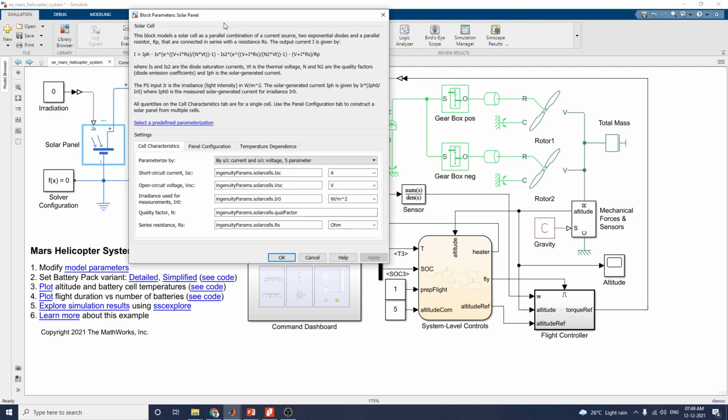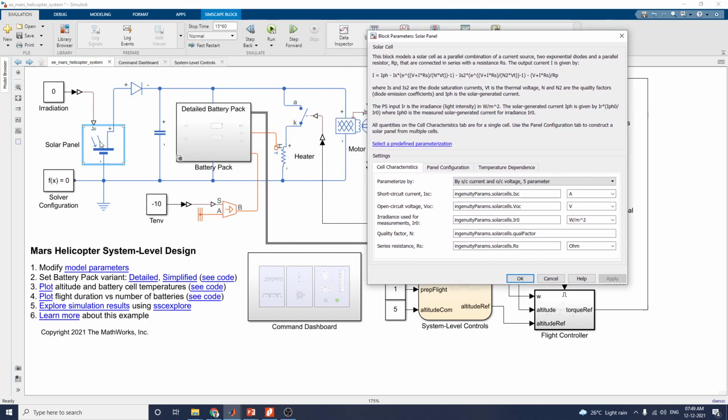This solar cell block models a solar cell, a parallel combination of a current source, two exponential diodes, and parallel resistors that are connected in series with the resistance Rs. The output current is given by this solar cell formula, where Is and Is2 are the diode saturation currents, Vt is the thermal voltage, N and N2 are the quality factors, and IPH is the solar generated current. Here in the cell characteristics we can set the parameterization by these 5 parameters.